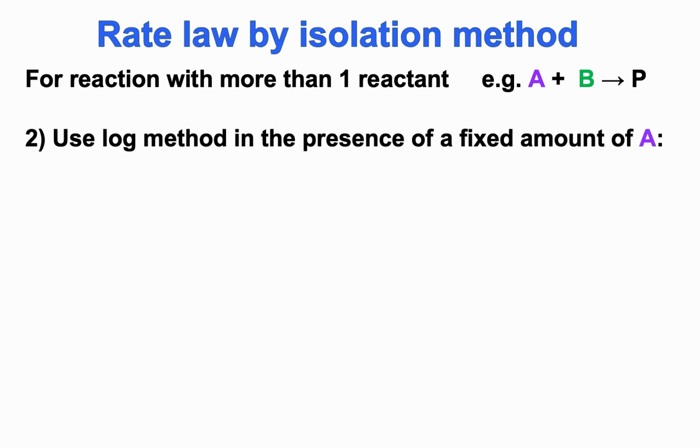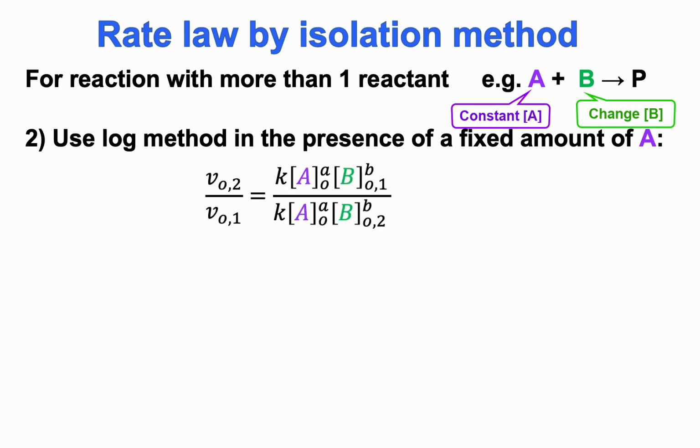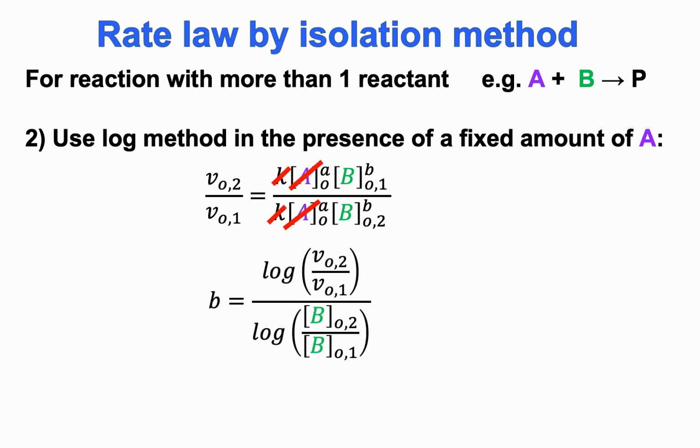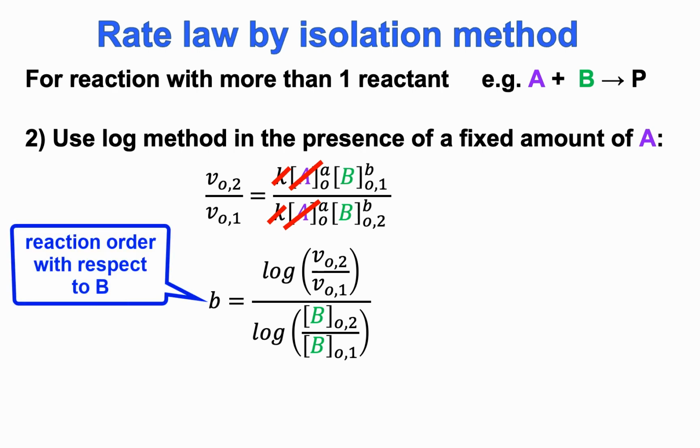Then we simply repeat the series of measurements, but this time we hold the reagent A constant and change the concentration of reactant B. So now we can cancel out the concentration of A as well as the rate constants in this ratio. And now, using the same mathematical manipulations, we can solve for the reaction order of B.